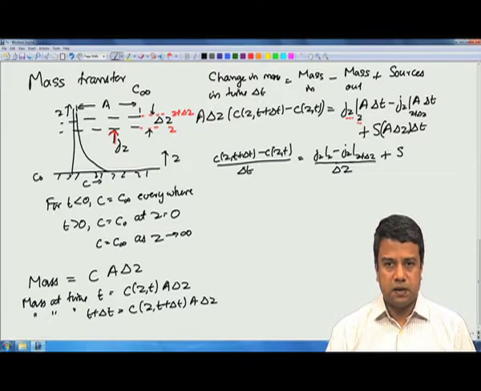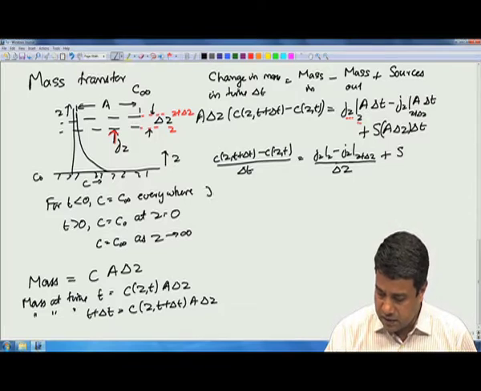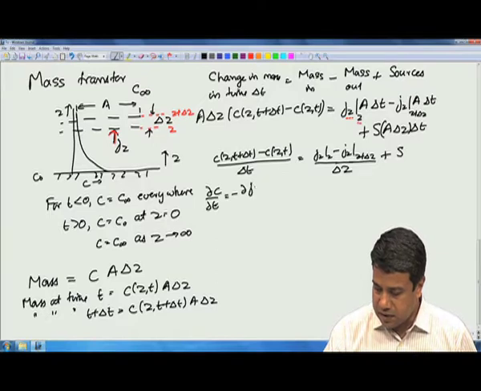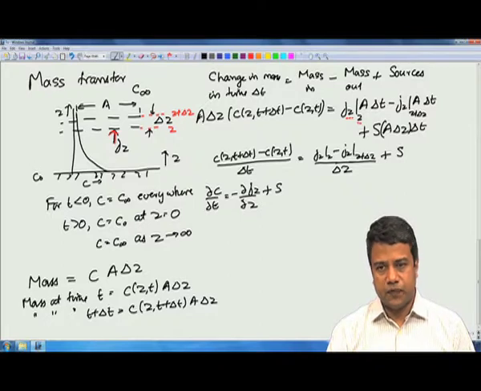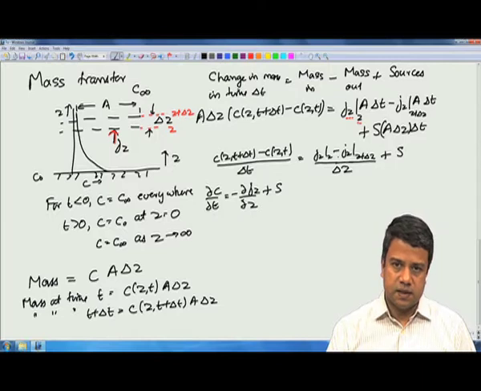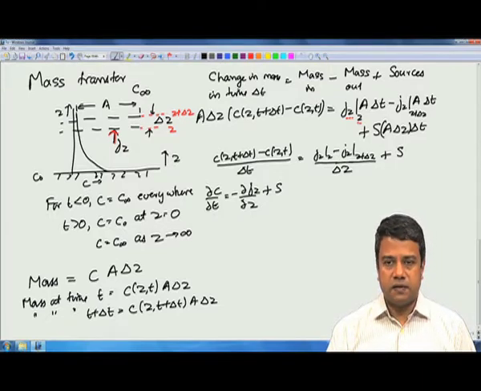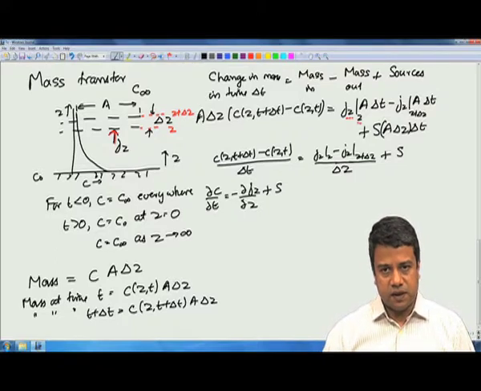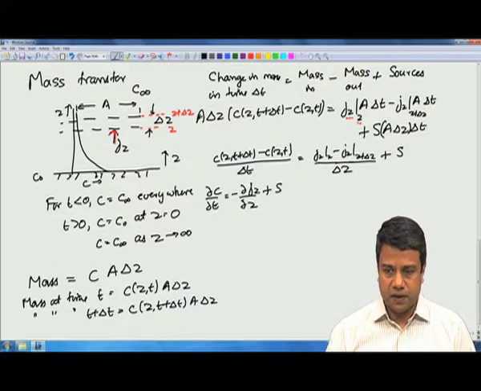Take the limit delta z going to 0, delta t going to 0 to get a differential equation. That equation is of the form partial c by partial t is equal to minus partial j z by partial z plus s. The negative sign, because I have j z at z minus j z at z plus delta z. Normally, the derivative is defined as j z at z plus delta z minus j z at z divided by delta z. So, that is why the negative sign. So, this is the balance equation.